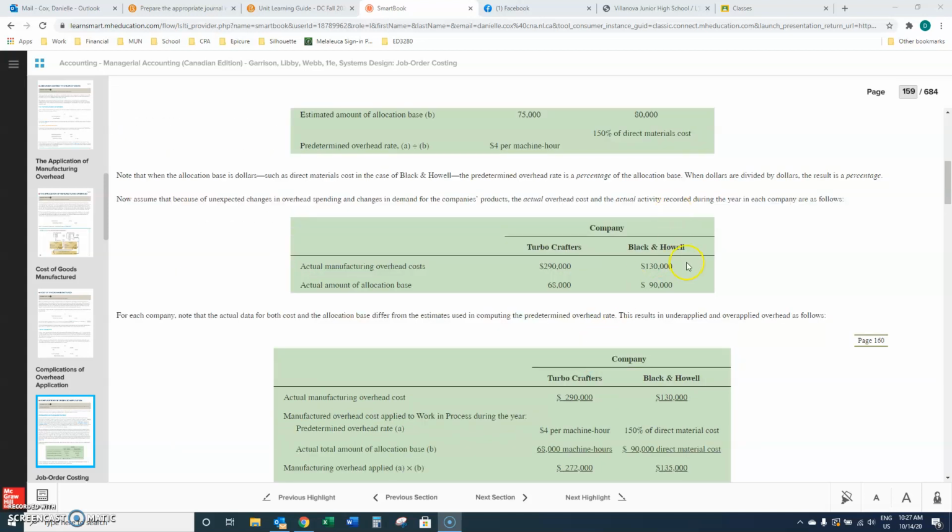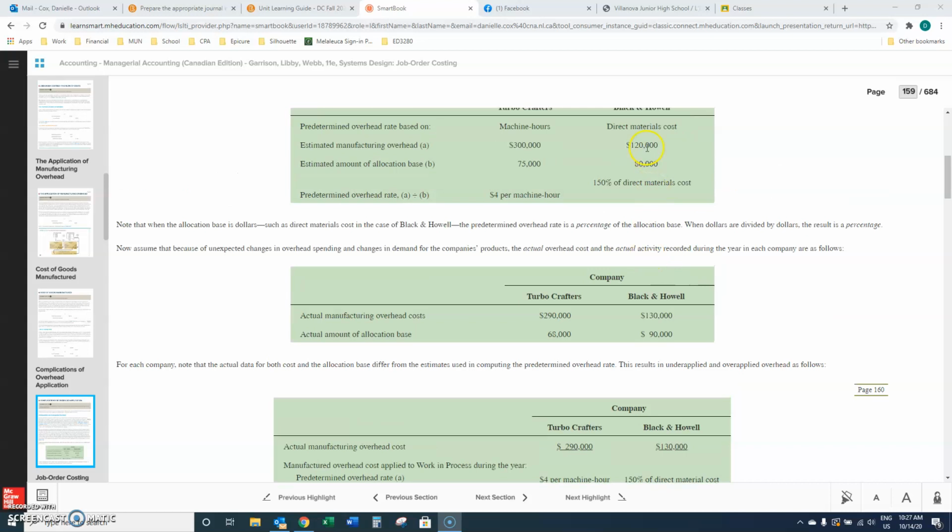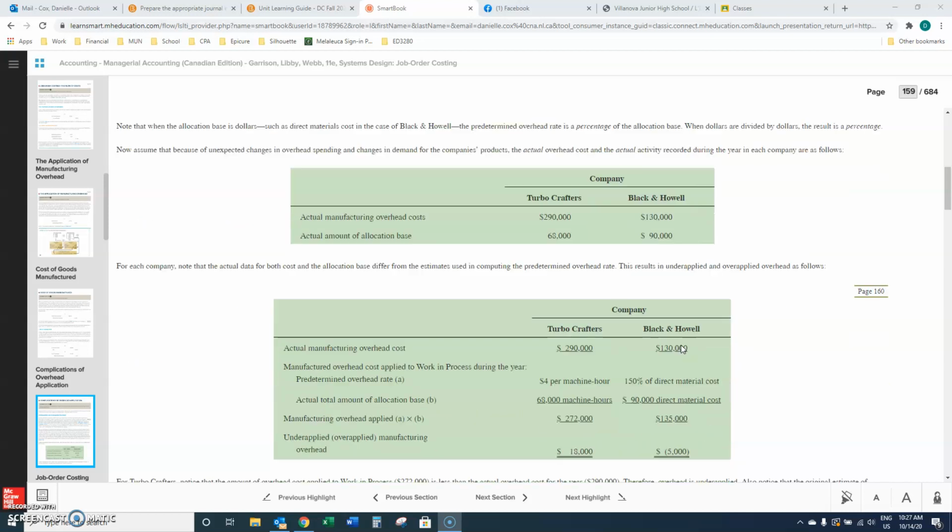Whereas Black and Howell, their actual manufacturing overhead cost ended up being 130,000. They had estimated 120,000. Their allocation base, they had estimated they would use 80,000 in direct materials cost. It ended up being 90,000. So they had higher manufacturing costs and a higher allocation base than what they had estimated.